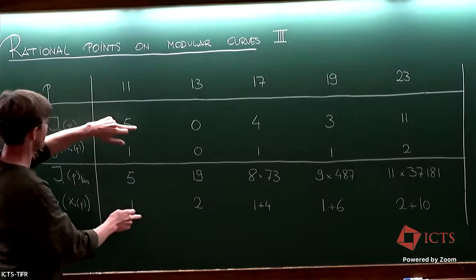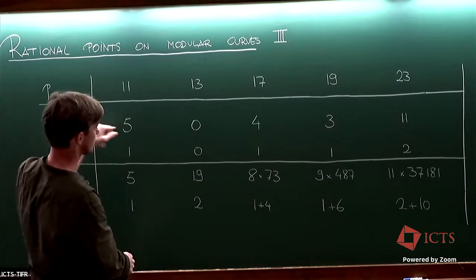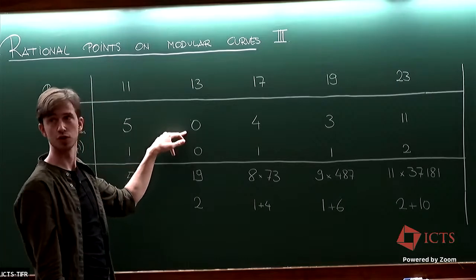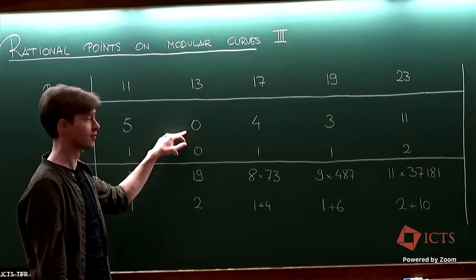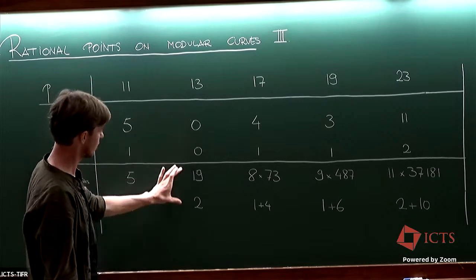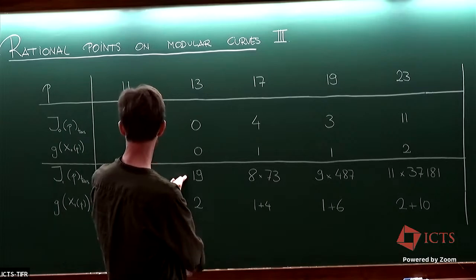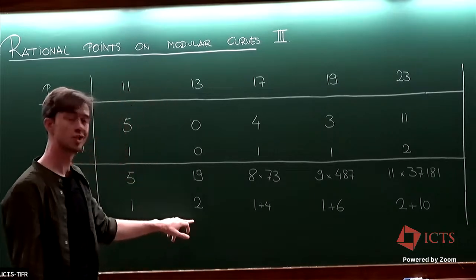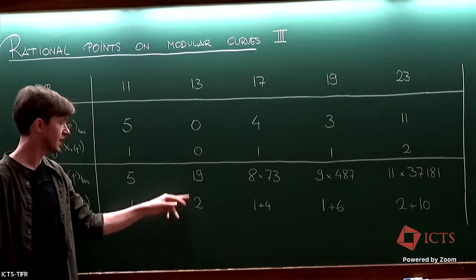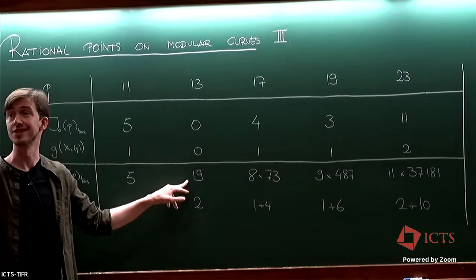Then if we keep on going, you see that J_0(13) is actually trivial because X_0(13), as we know, is just a projective line. So there's nothing interesting to say here, but downstairs here, there's a lot of interest. And that's what we'll talk about also today. X_1(13) is a genus 2 curve, and it happens to have a rational point of order 19.